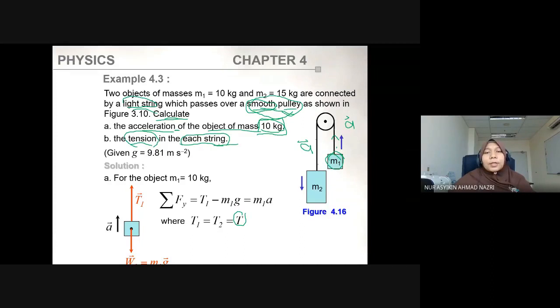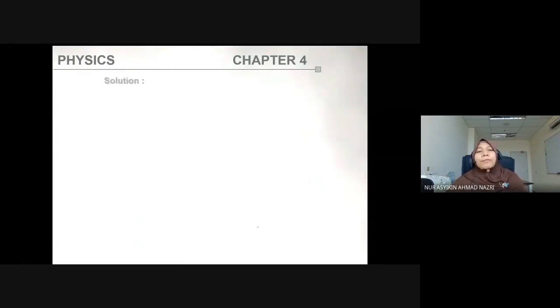So it says in each string, meaning maybe it wants to know the tension for M2, so we have the same magnitude but different in direction, so we have to state it, though here it happens to be upward. Alright, so when we simplify the equation, we get our first equation, and again when we have two unknowns, then we need to find another equation. This is our first equation, find another equation from the other block.